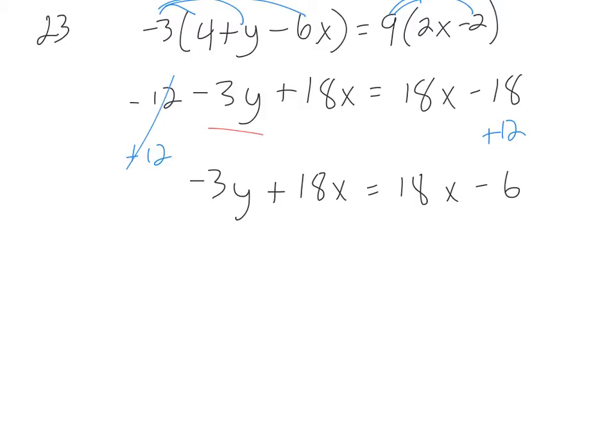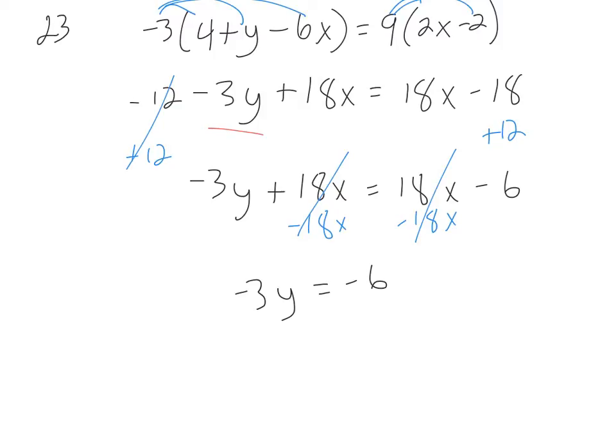Okay, now I need to move the 18x. You need to move that over there to the right. So in order to do that, you're going to subtract 18x from both sides. And in this particular problem, not every problem, in this particular problem, they cancel on both the left and the right. So you're left with negative 3y equals negative 6. The x's don't have to cancel out, but in this particular case they do.